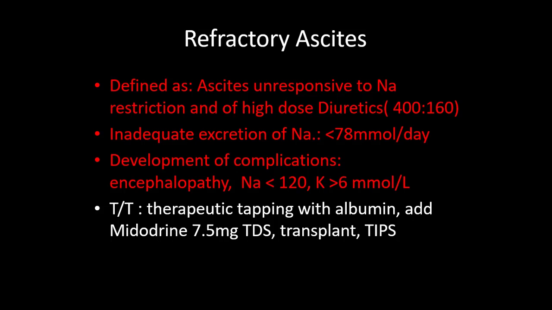Now coming to refractory ascites. Refractory ascites is ascites which is unresponsive to sodium restriction along with high dose of diuretics, that is 400 of spironolactone, 160 of furosemide, along with inadequate excretion of sodium, that is less than 78 or 80 millimoles per day, and associated with development of complications like encephalopathy, sodium of less than 120, potassium of more than 6. Treatment options are you do a therapeutic tapping with albumin, add midodrine 7.5 milligram TDS. Transplant is obviously an option, or you can go for TIPS for reducing your portal pressures.